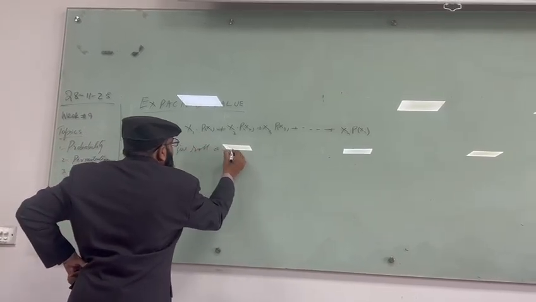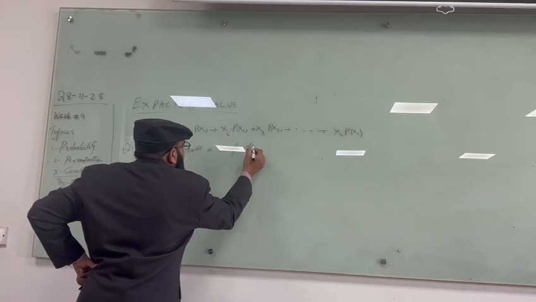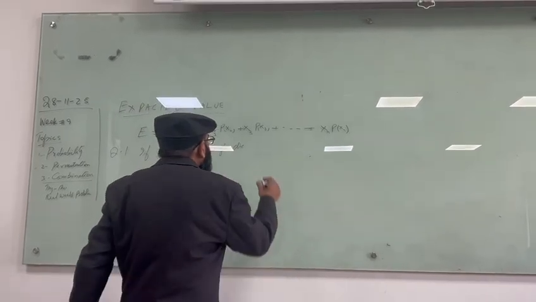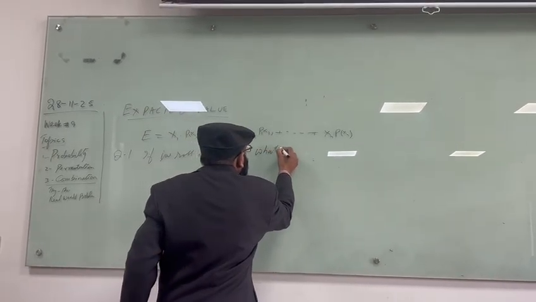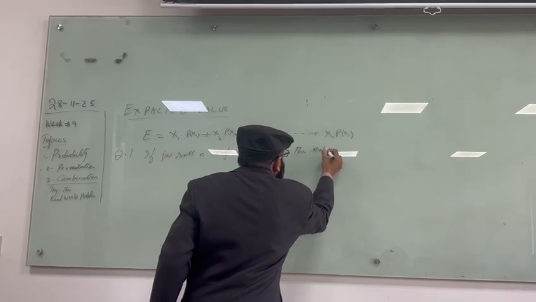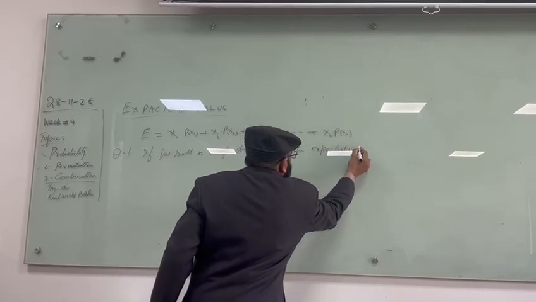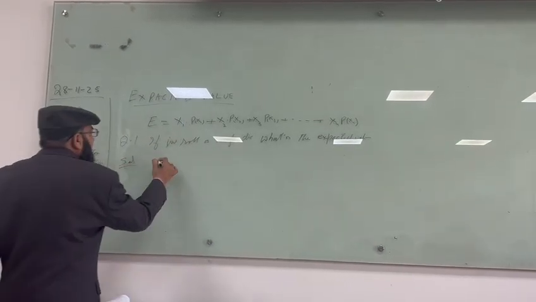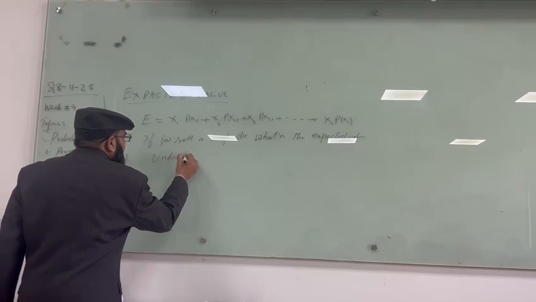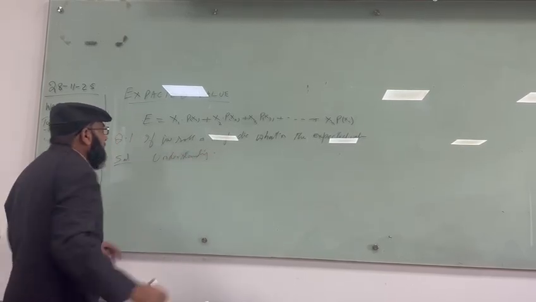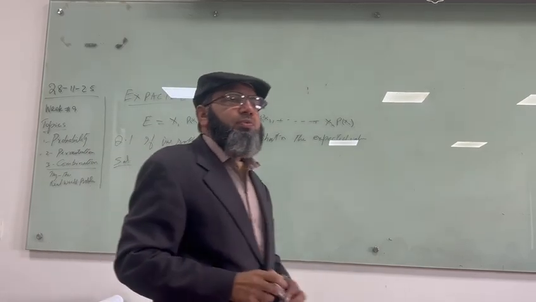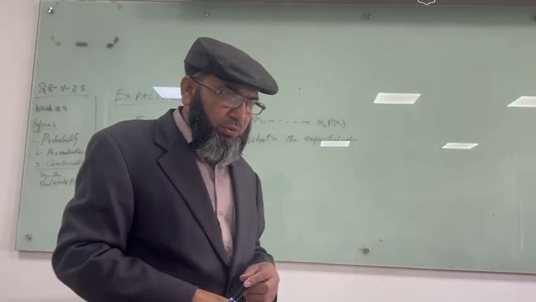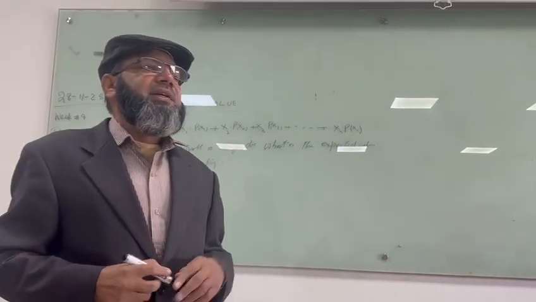So, for example, say a question is this: if we roll a die, a single die, what is the expected value? Solution. Our understanding: what do you understand by this question? If we roll one single die, what is the expected value?